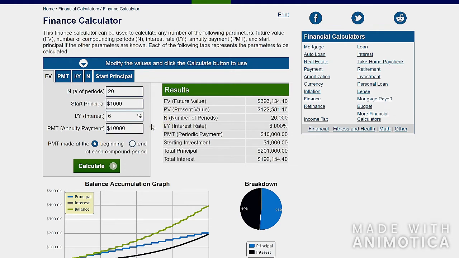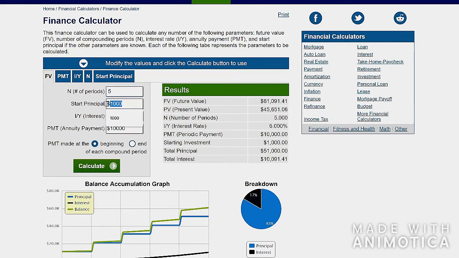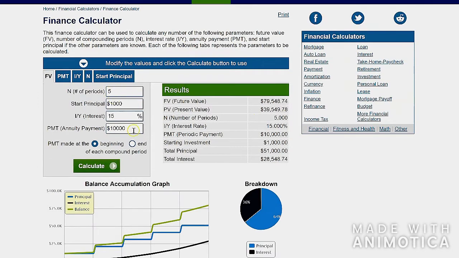Honestly, I would just keep it as simple as possible. If you're an average Joe, you can learn more things about it. We don't have time for it, but we could keep this very simple and just say that in 5 years, I'm starting with 1,000 and I can invest at a 15% interest rate. And I know I can contribute $10,000, I'll have $79,000.